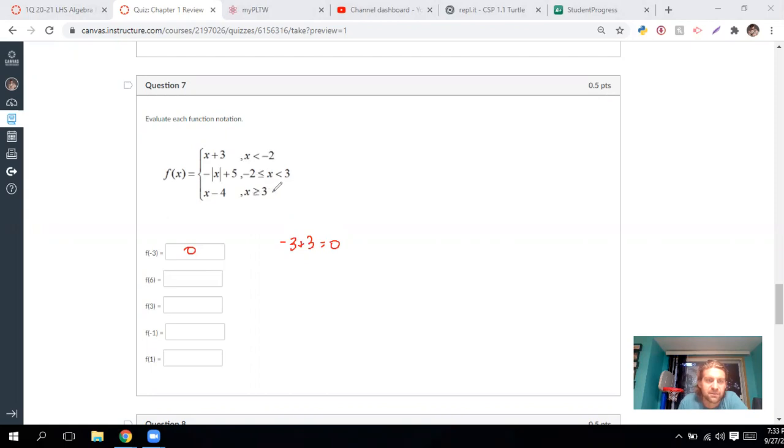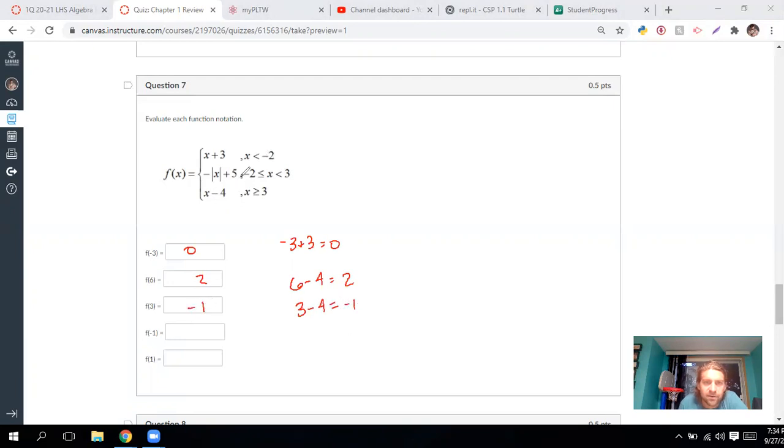6 is bigger than 3, so we're gonna plug it in. 6 minus 4 is 2. All right, where does 3 go? Is 3, no, well, is it in between? Well, we have to look here. This is just a less than symbol. This one is a greater than or equal to, so we would plug it into the bottom. 3 minus 4 is -1.